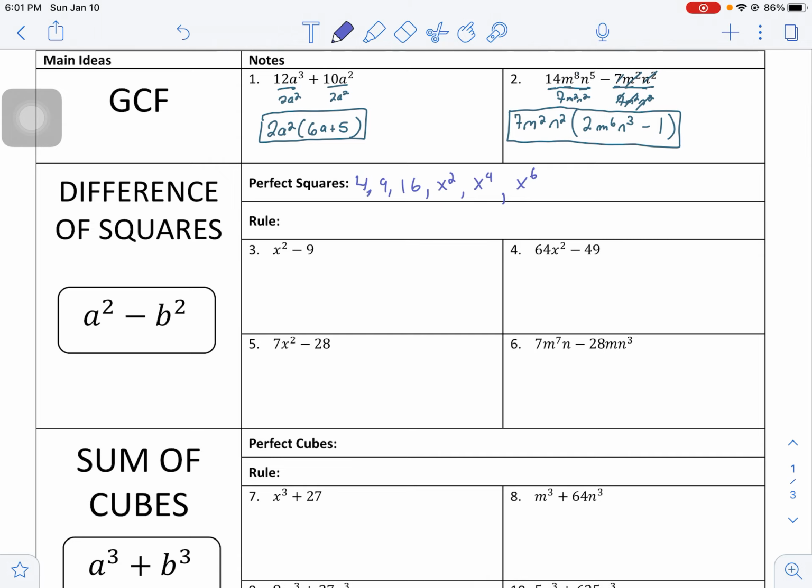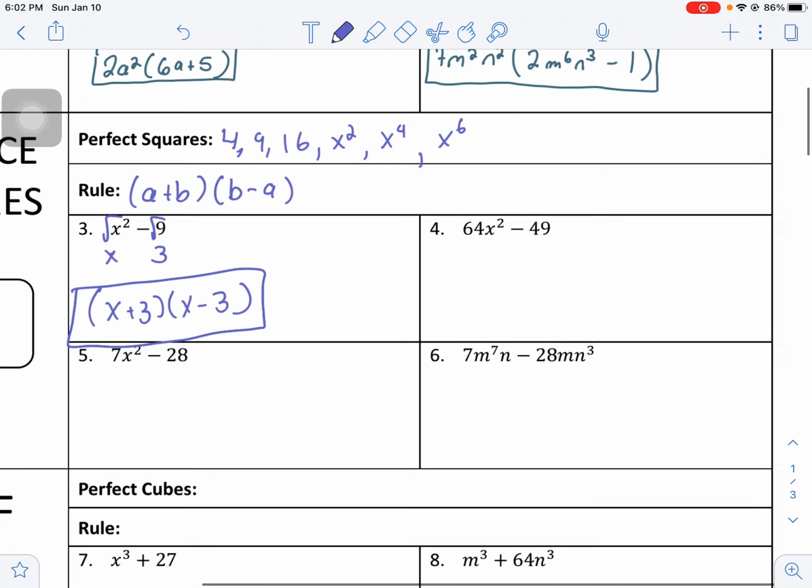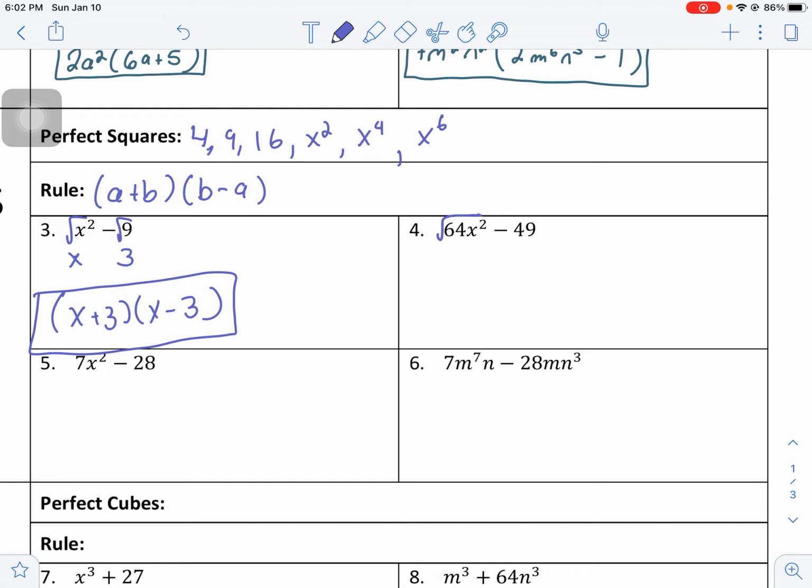So the rule for difference of squares is going to be a plus b multiplied times a minus b. And we know that, right? We took the square root of the first term, the square root of the second term. That gave us x and 3. And then we just filled that in. So x plus 3, x minus 3. And that would be how we factored difference of squares. And it doesn't change here. Okay, so we have 64x squared and 49. Square root that, we get 8x. Square root the back, we get 7. So that's 8x plus 7 and 8x minus 7.